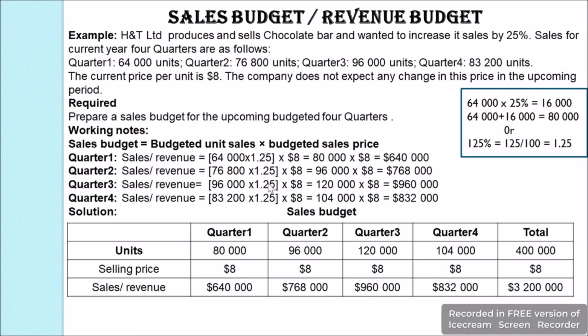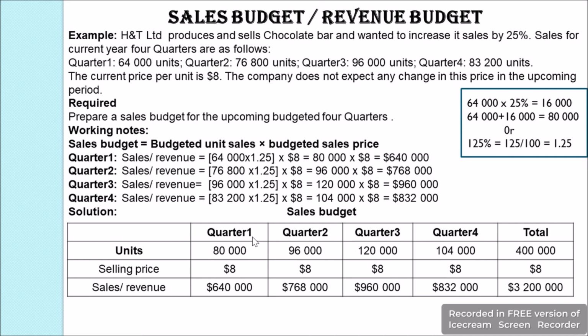Then for the third quarter, in the same way, we have the current sales as 96,000 units. We multiply it with 1.25, we get the value as 120,000 units. We multiply it with $8, we get the sales revenue as $960,000. Then for the fourth quarter, we take 83,200 times 1.25, we get the value as 104,000 units. We multiply it with $8, we get the sales revenue as $832,000.